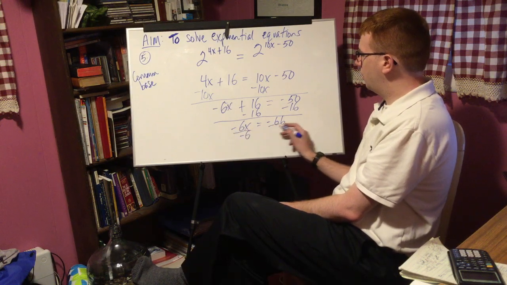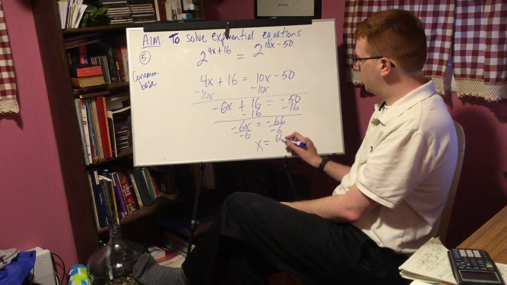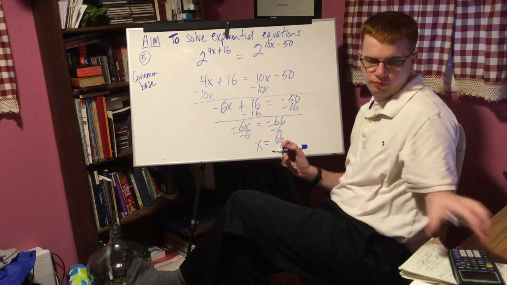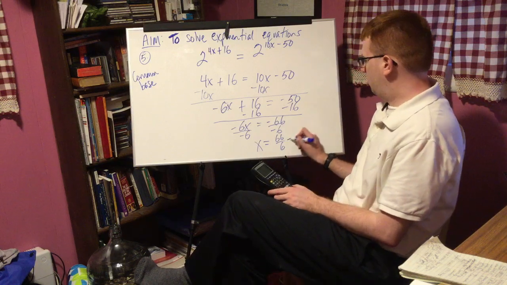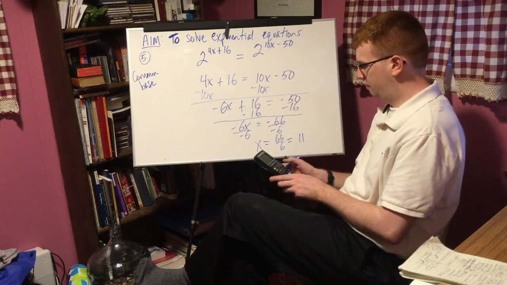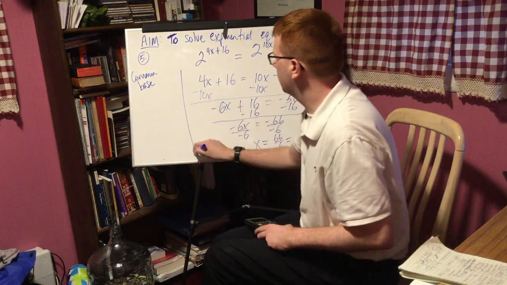Divide each side by negative 6. X is equal to 66 over 6. X is equal to 11. And it's a good idea to check.